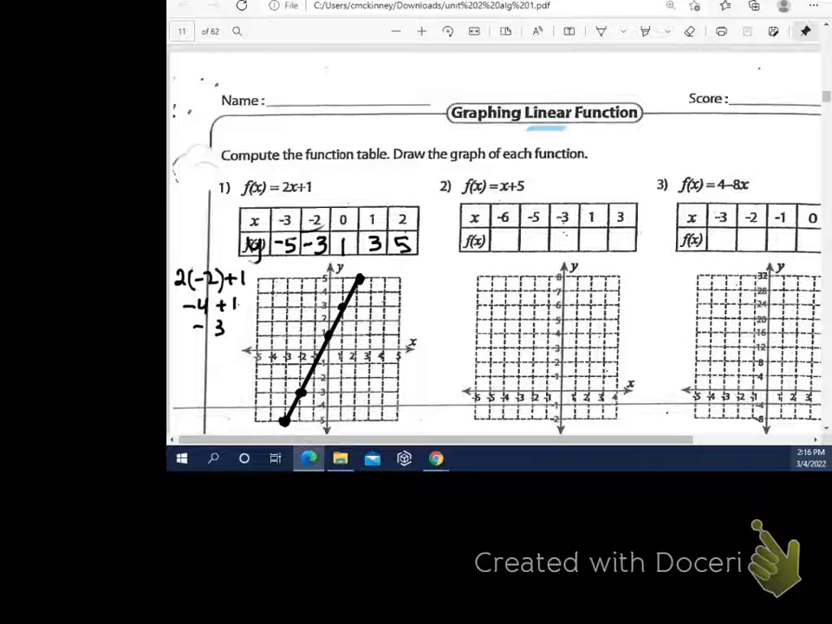All right, I'm going to show you one more of these. We're going to do number 3 because the scale is different, and also because with the minus 8x, it tends to be one that gives people a little more trouble. So in the meantime, if you want to pause and try number 2, I'm going to do number 3, and then you can check to see if you got the same thing.